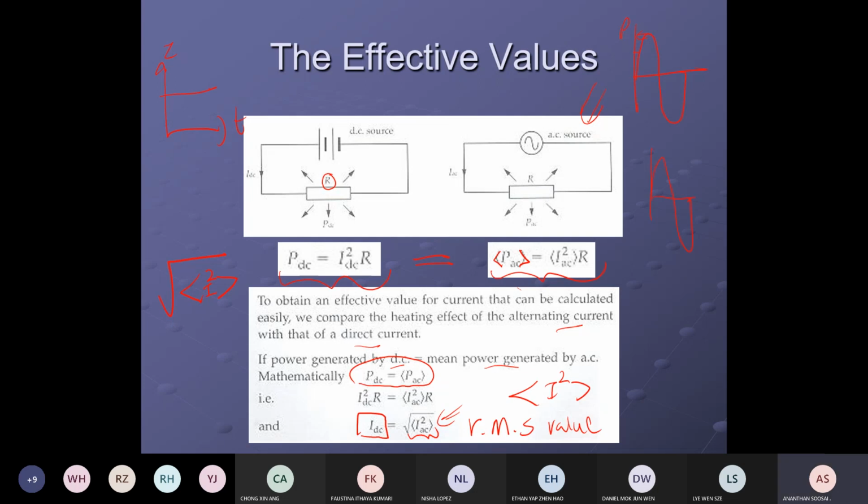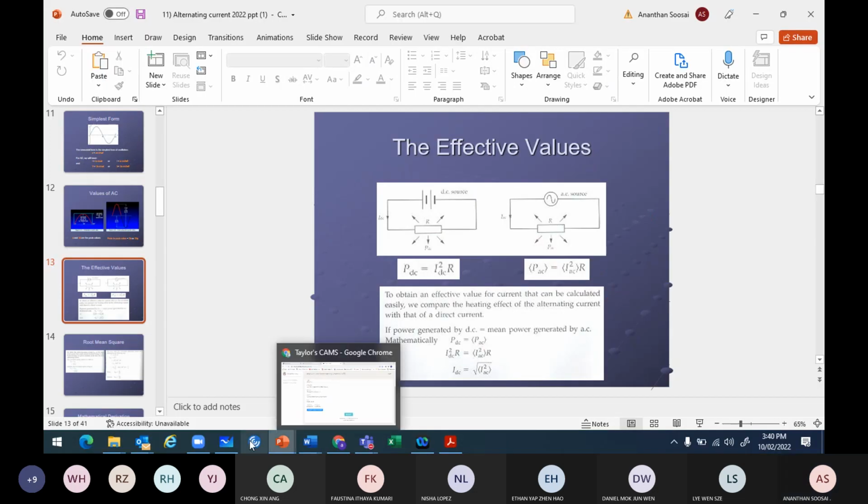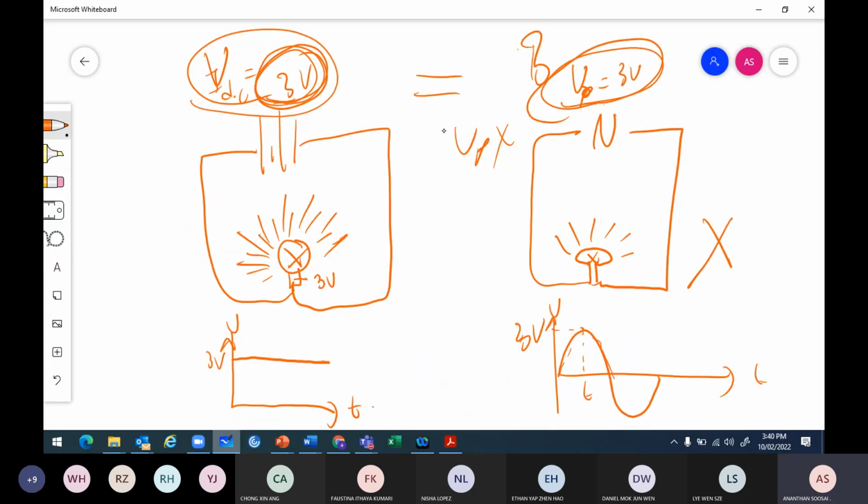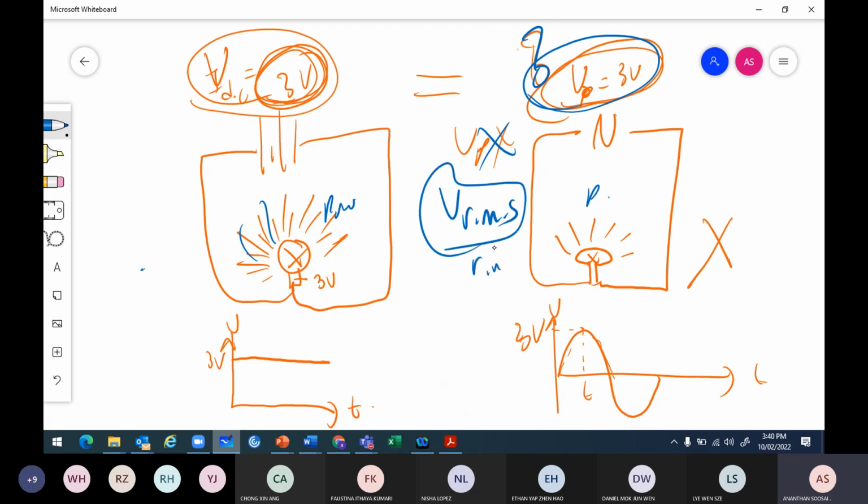So I go back to the initial diagram, the whiteboard. I just want to ask, which value is going to give the same brightness? That means the same power dissipation as the direct DC voltage. The value here is not the peak, of course, but the RMS value. The RMS voltage should be equivalent to the DC voltage, which can give the same power dissipation. So we call it RMS value.